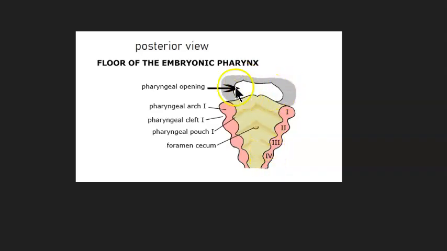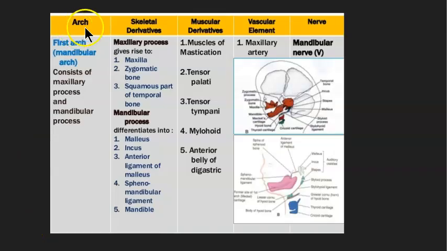Above all this, they are showing some pharyngeal opening, okay? And down somewhere here, they are showing something called foramen cecum. Foramen means opening, right? Cecum. So from the first arch, what will you get? The mandibular arch. It is also called the mandibular arch. You already saw it in the frontal view of that baby. So you will get some skeletal derivatives, some muscular derivatives, some vascular element and nerve, okay?